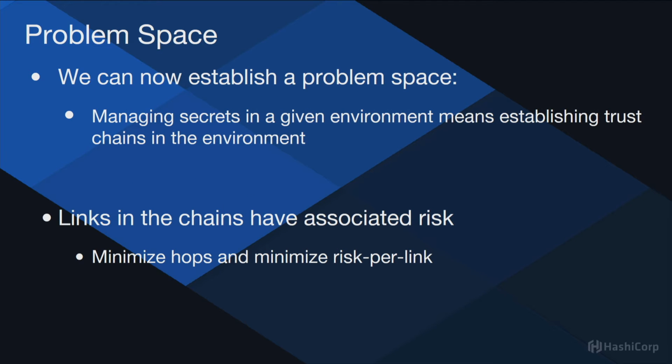Okay, so now that we've discussed all those concepts, and we've discussed circles of trust and chains of trust, we can establish a problem space. So managing secrets in your environment means establishing trust chains in your environment. Means figuring out how you can securely get secrets from point A to point B. Links in the chains have associated risk. We try to minimize hops and minimize risk per hop.